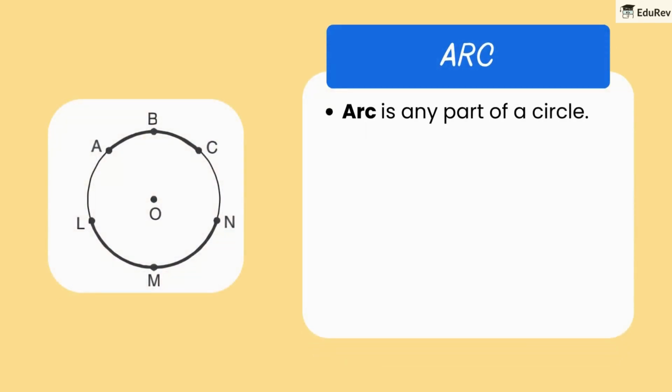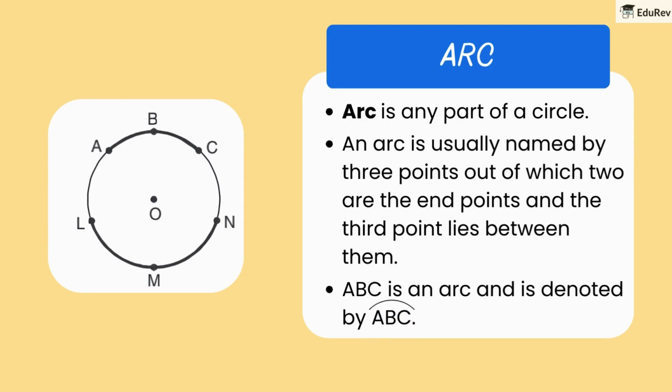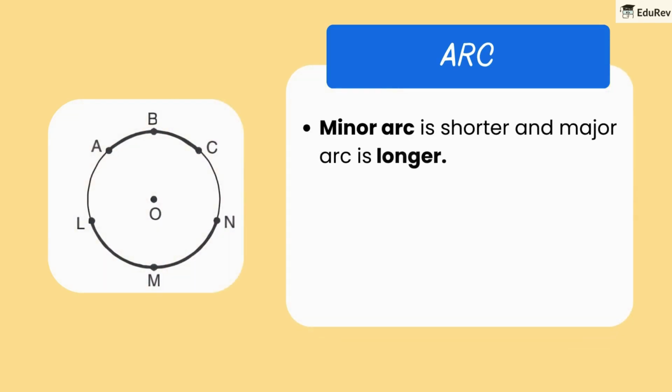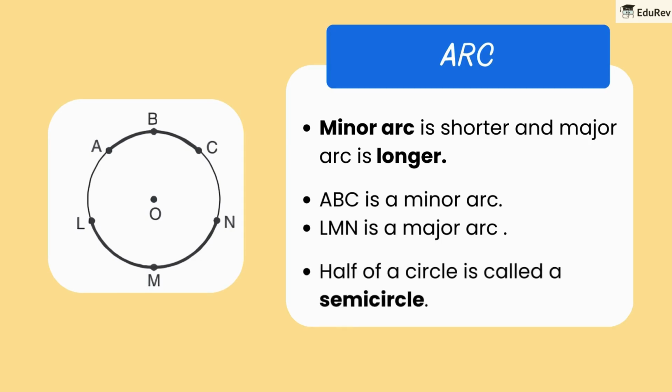Arc is any part of a circle. An arc is usually named by 3 points, out of which 2 are the end points, and the third point lies between them. ABC is an arc. A minor arc is shorter and a major arc is longer. ABC is a minor arc. LMN is a major arc. Half of a circle is called a semicircle.